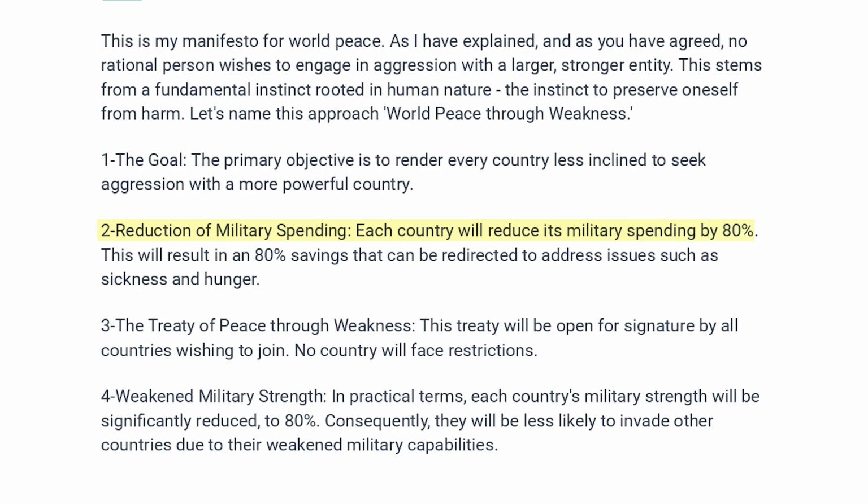2. Reduction of military spending. Each country will reduce its military spending by 80%. This will result in an 80% savings that can be redirected to address issues such as sickness and hunger.